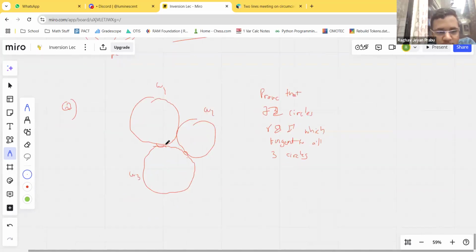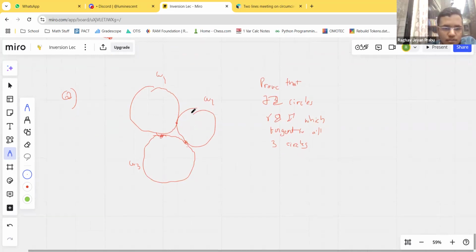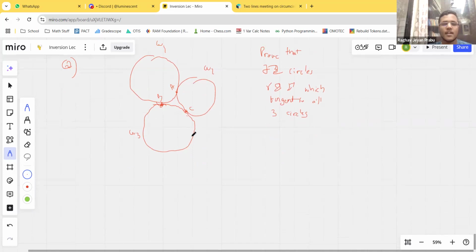Okay, so I'll just give the proof as such because we haven't really discussed what happens to tangent circles. What I'll do is let omega 1 touch omega 2 at point A. Let this be point B and let this be point C. Now I'll invert with respect to A with any arbitrary radius, right?